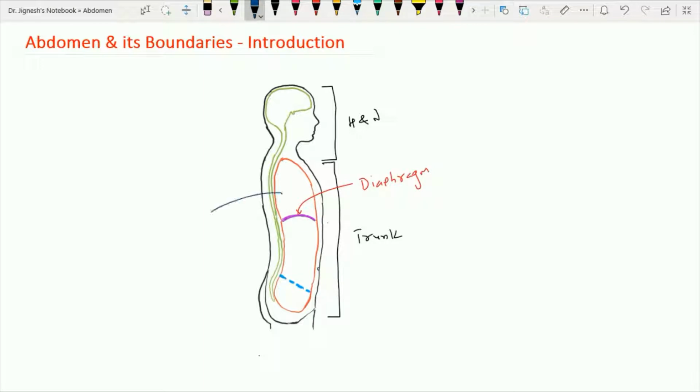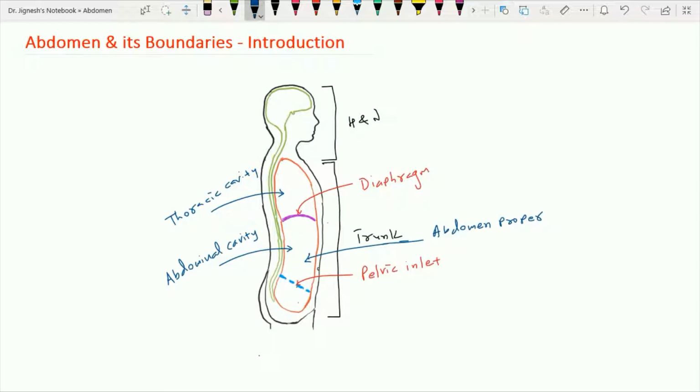A cavity above it is the thoracic cavity, and the cavity below it is called the abdominal cavity. This abdominal cavity is further divided into two parts by this pelvic inlet. The part of the abdominal cavity above this pelvic inlet is called the abdomen proper, and the part of the abdominal cavity below this pelvic inlet is called the pelvic cavity.